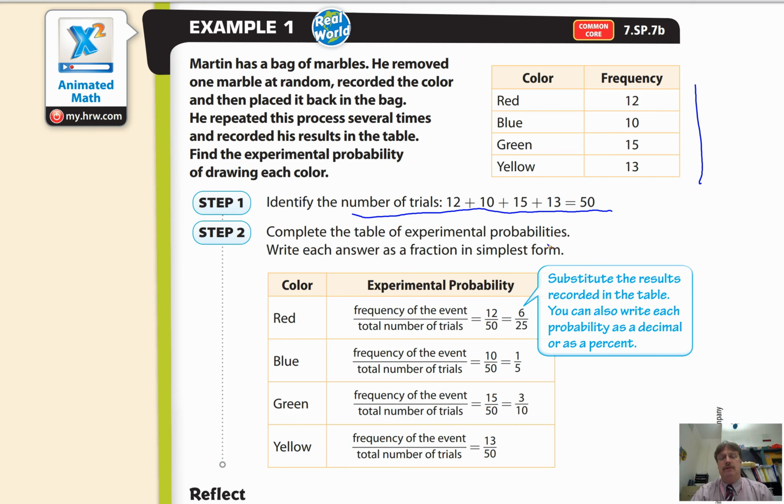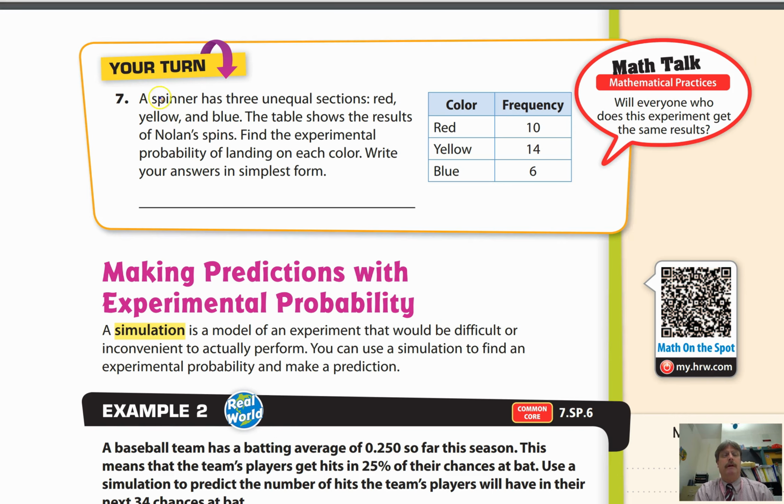And then, using the formula above, for the red marble he had 12, so 12 over 50, and then he simplifies it. He does the same thing for the blue, 10 over 50, simplifies it to 1/5, and so forth for green and yellow. So right here, in simplified form, would be the experimental probability of picking a red, blue, green, or yellow marble. Here we're using a spinner on the your turn. It has 3 unequal sections: red, yellow, and blue. The table shows the results of spinning around. Find the experimental probability of landing on each color.